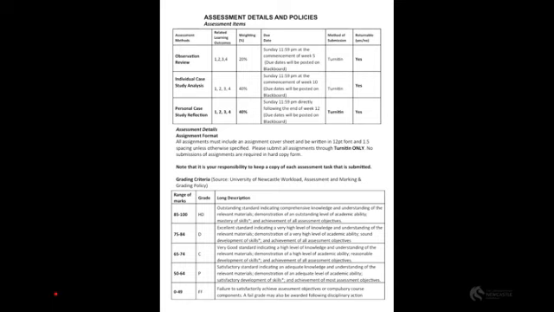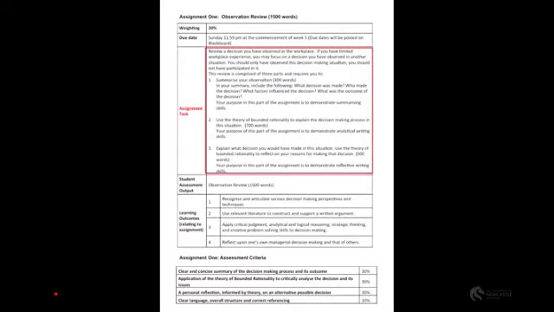Now let's have a look at the assignment layouts. We'll look at assignment 1 first, the observation review, on page 12 of your course outline. Here you'll see a table form common to all three assignments. All of the information about the assignment is contained on the page. The weighting, when it's due, expected student output, and learning outcomes related to the task.